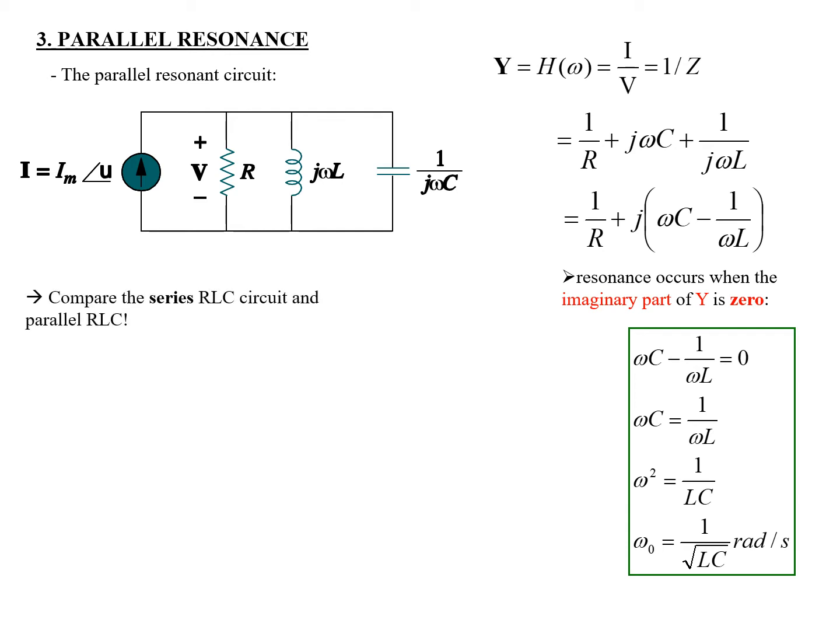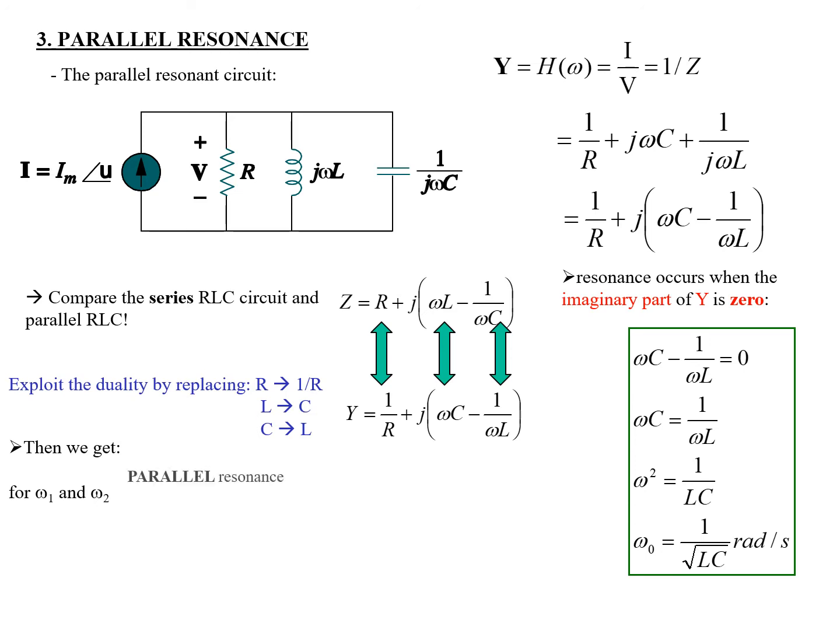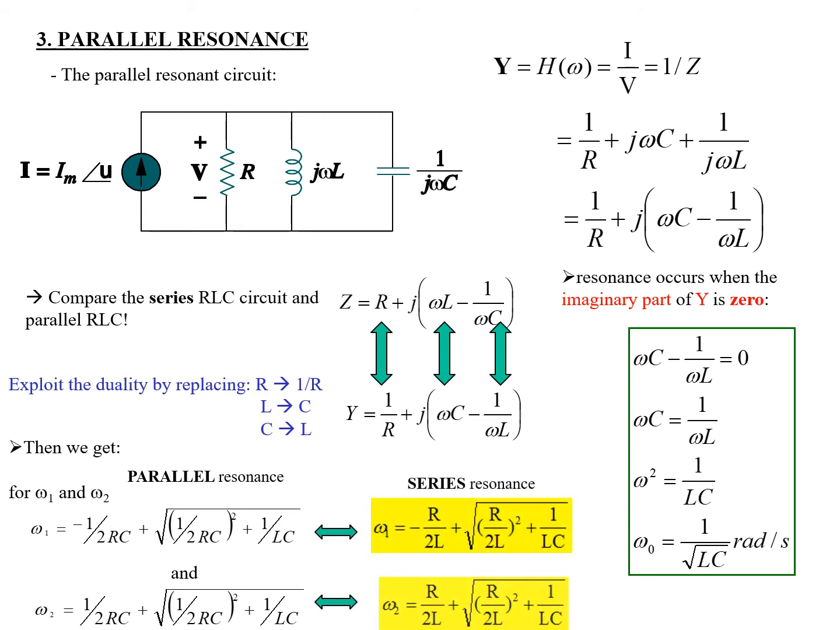Now let's try to compare the series RLC and parallel RLC. For the series, we have the impedance as R plus jωL minus 1 over ωC, and for the parallel resonance, we have 1 over R plus jωC minus 1 over ωL. Let's exploit this duality by replacing R with 1 over R, L with C, and C with L. We will obtain ω1 and ω2, the frequencies involved in the bandwidth, for the parallel resonance as shown in the slide. Now compare this with the series resonance.